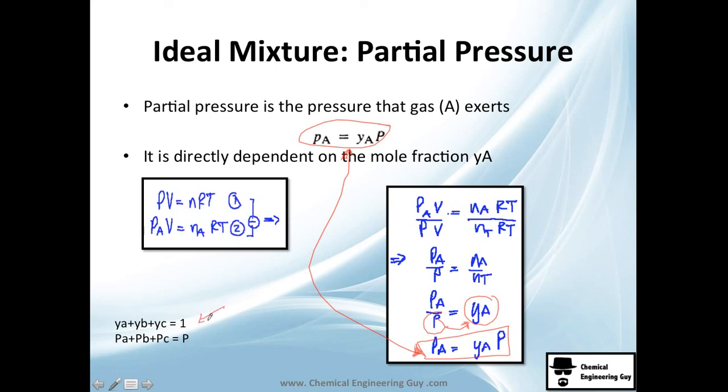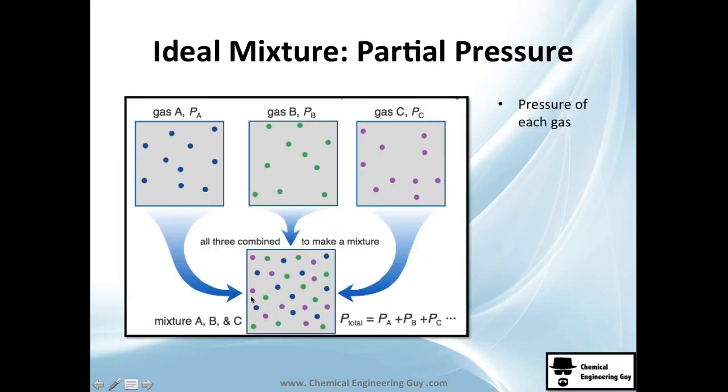You will see also that the fraction of A, fraction of B, plus fraction of C will give you 1. And the partial pressure of A, partial pressure of B, and partial pressure of C will give you the total pressure. So I hope you understand a little bit. This is not that complicated. And yeah, let's keep going.